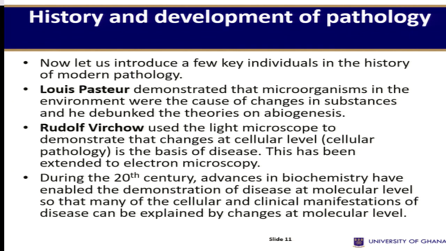Next, Rudolf Virchow used a light microscope to demonstrate that changes at cellular level, which is also called cellular pathology, is the basis of disease. This has been extended to findings under electron microscopy, and during the 20th century, biochemistry advances have enabled the demonstration of disease at molecular level, so that currently, many of the cellular and clinical manifestations of disease may be explained by changes at the molecular level.